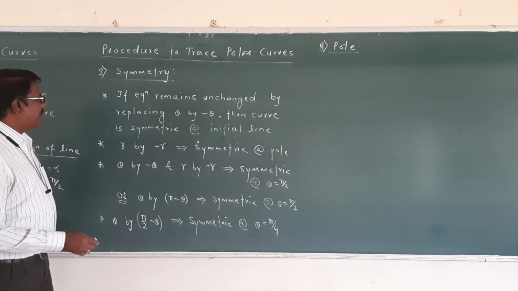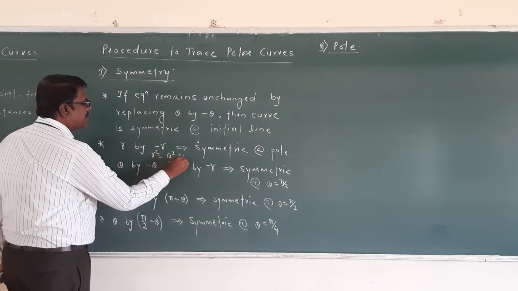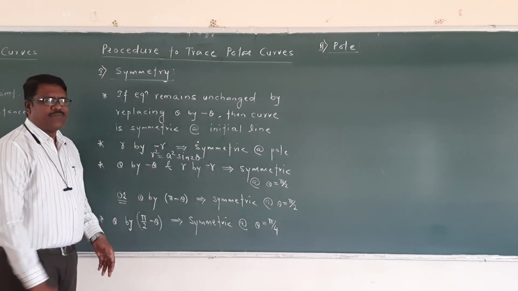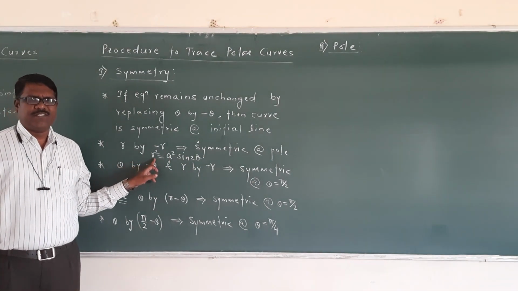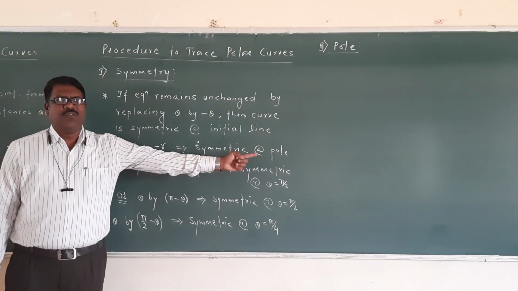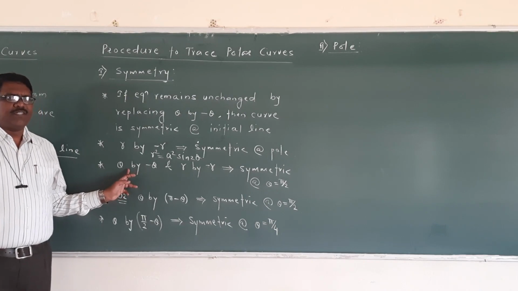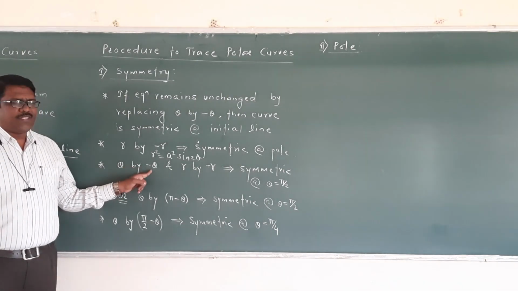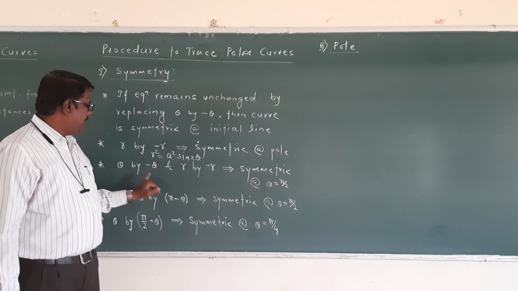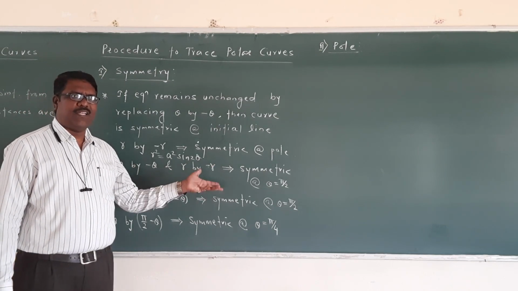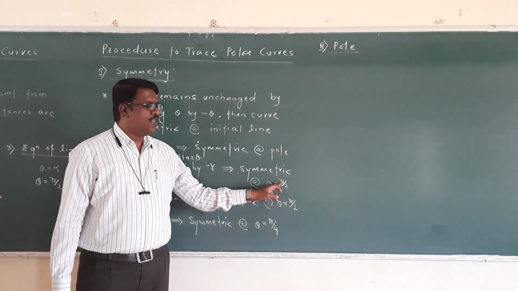For example, suppose r square is equal to a square sine 2 theta. If I replace r by minus r in this equation, the equation will remain as it is. So this curve is symmetric about the pole. Third point: if the equation of the curve remains unchanged by replacing theta by minus theta and r by minus r simultaneously, then the curve is symmetric about theta equal to pi by 2.